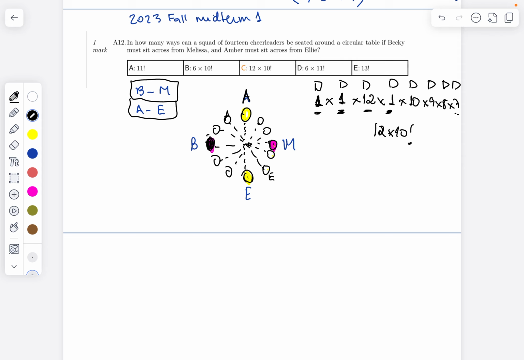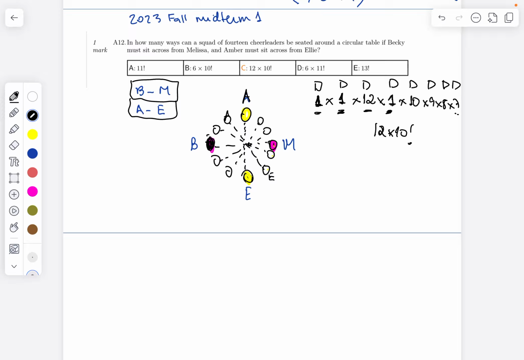Well, but if Becky sat there, Melissa will necessarily not be able to choose. So that's 1. And after that, I will ask the other girls. So then the other one will have 10, meaning I have 10 different chairs to choose, minus the ones occupied by the 4 girls, and up until 1. So this is 12 times 10 factorial, okay?